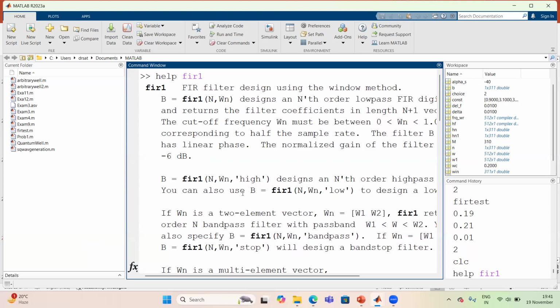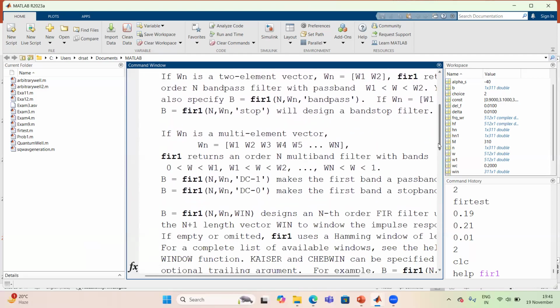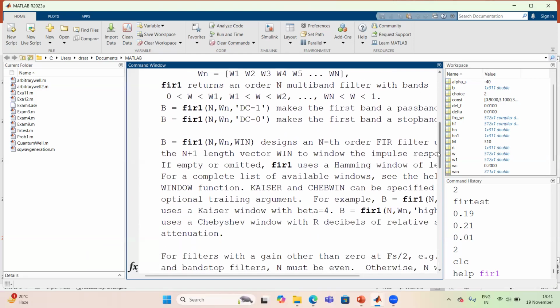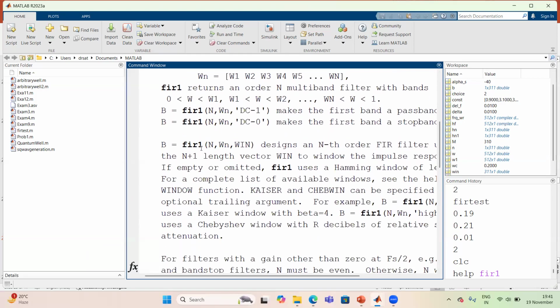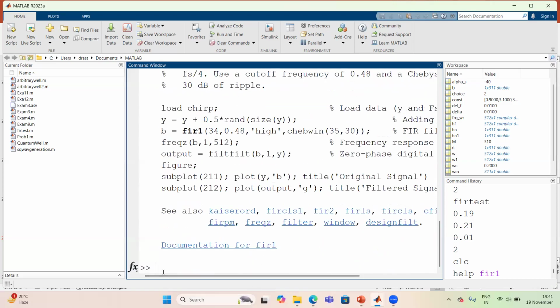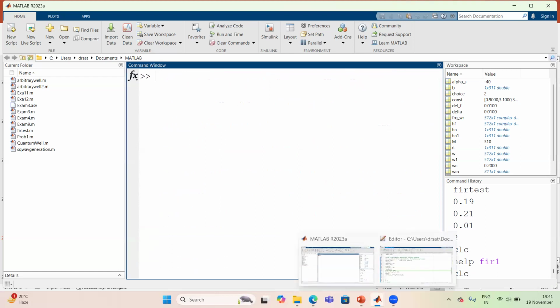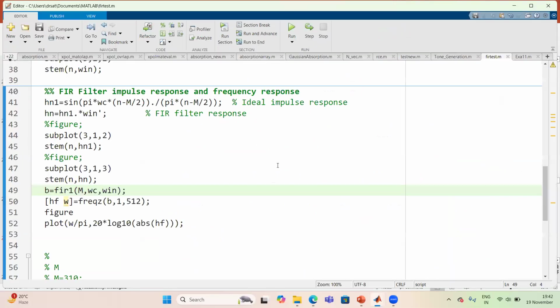Here you can again see the same command. This FIR1 can also be used for designing the high pass filter, band pass filter, and so on. So by appropriately choosing this command, you can design any filter. I am just using this command FIR1(N, Wn, window), and you can look at this description and understand it. Now let's execute the code that I have written, and input the parameters that we have seen in the example.